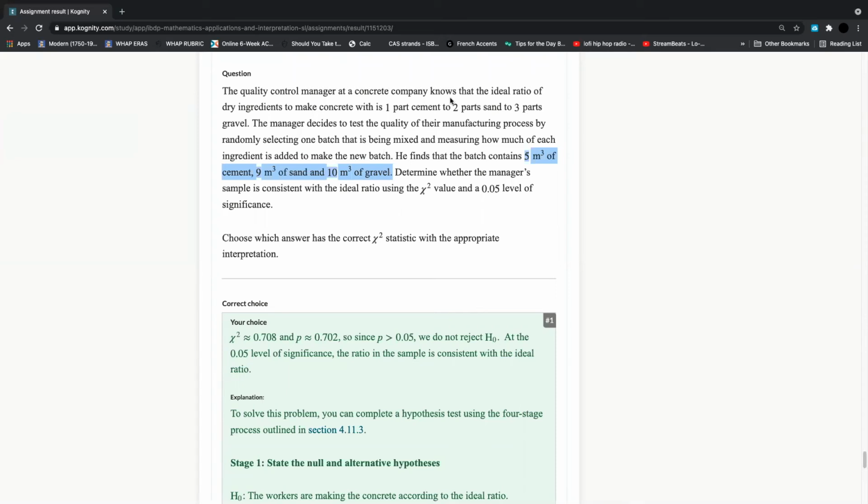So when we looked at this little section right here, that's going to help us figure out the expected values for each of the observed values. So we want to add all of these parts together. So pretty simple, 1 plus 2 plus 3, which is 6. So we're going to take, with cement, we're going to multiply 5 by 1/6.